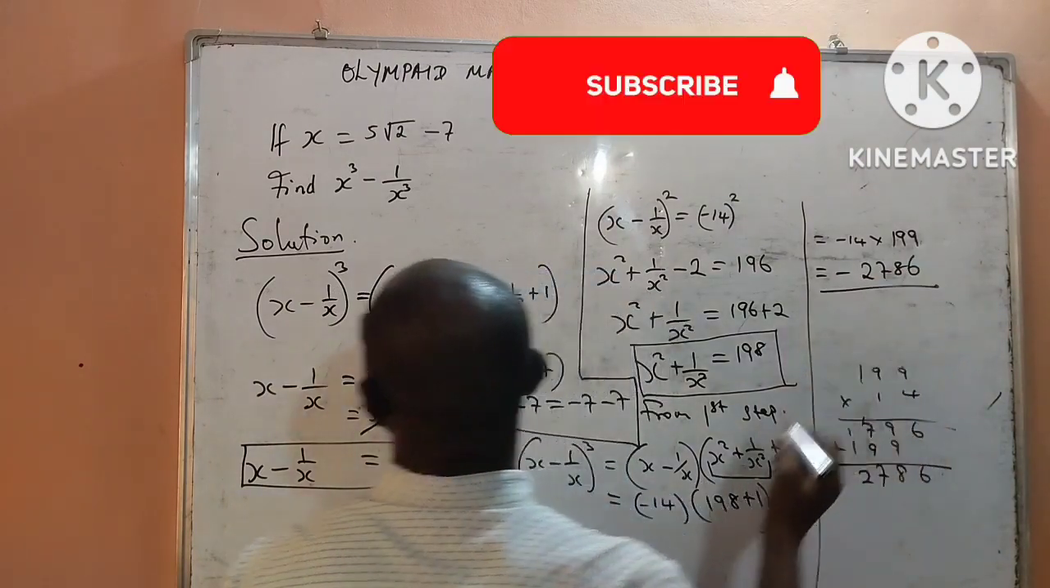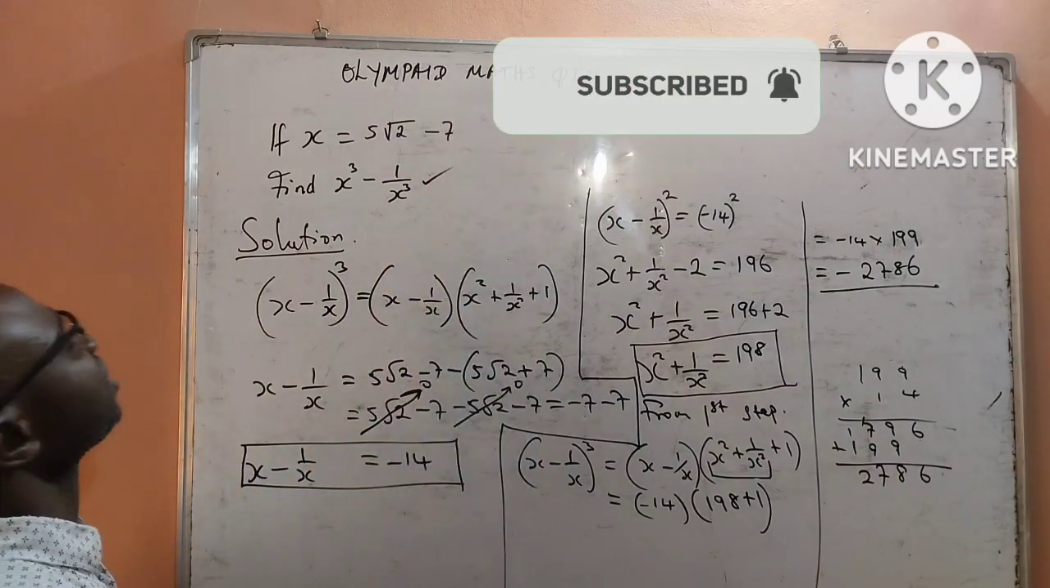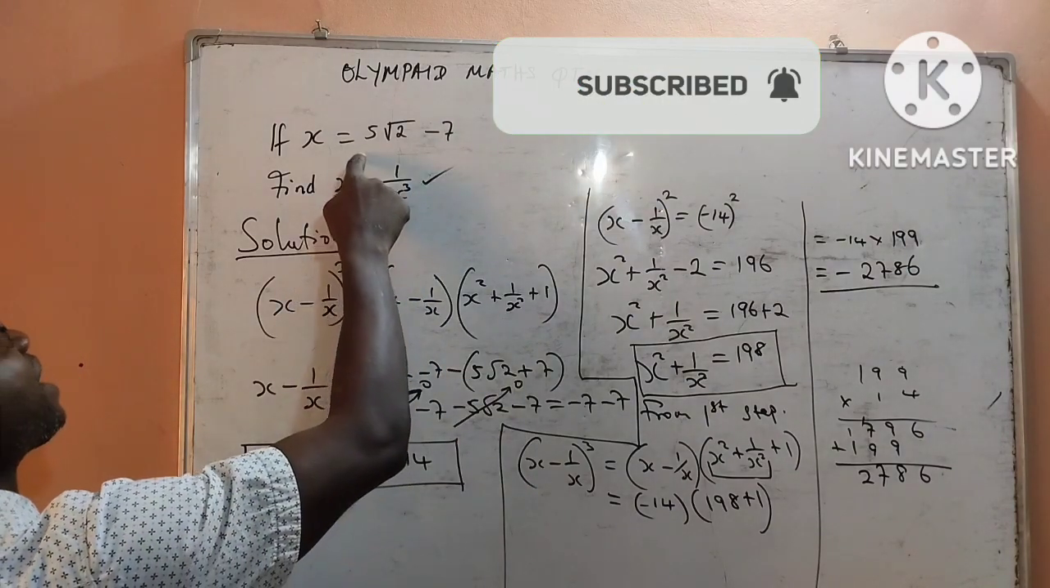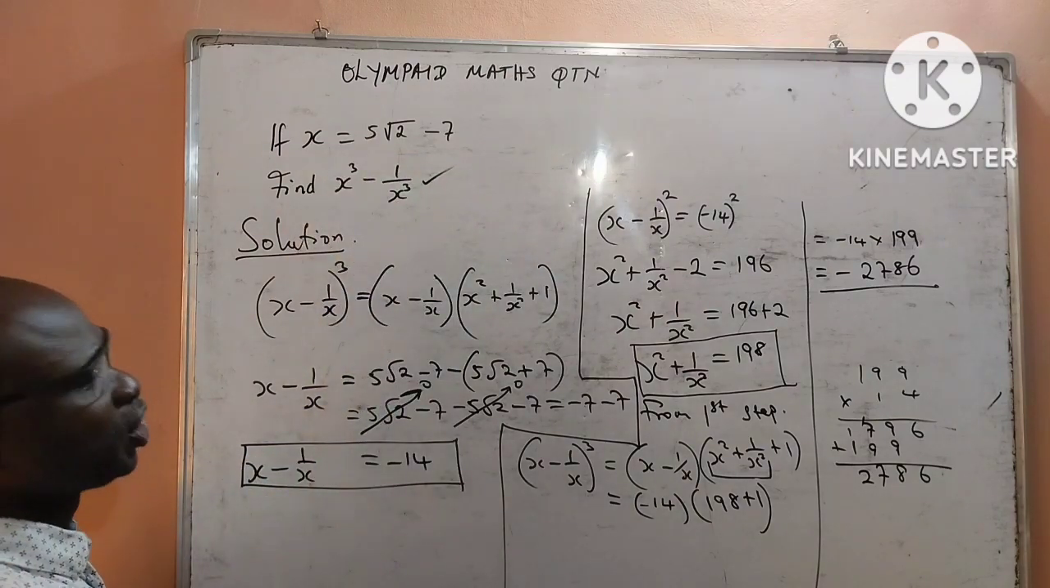2786. This is the final answer for the question that we are asked to solve, which is x cubed minus 1 all over x cubed.